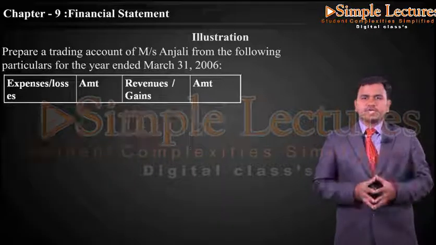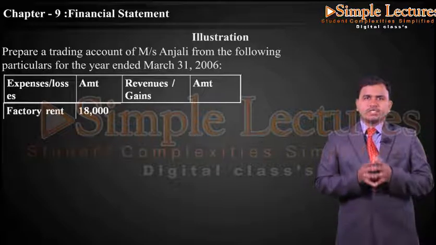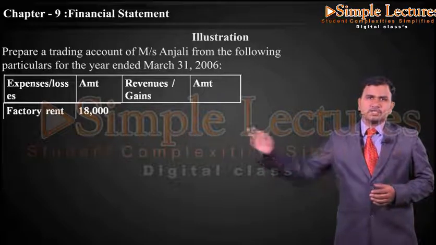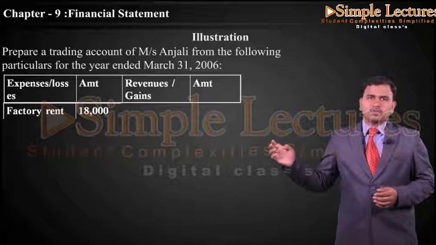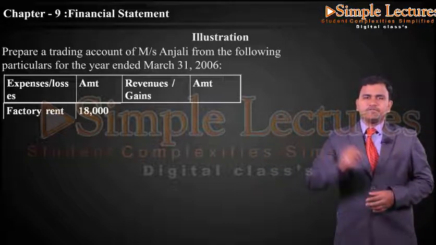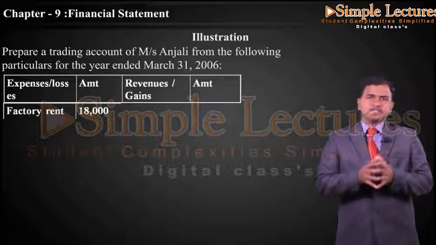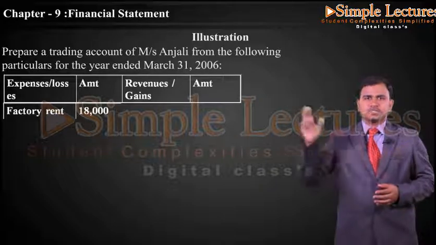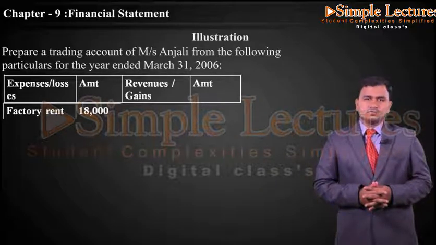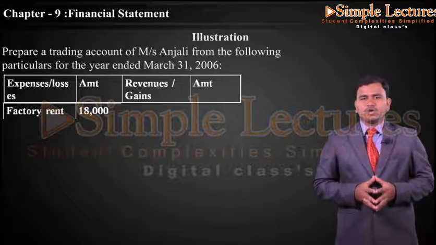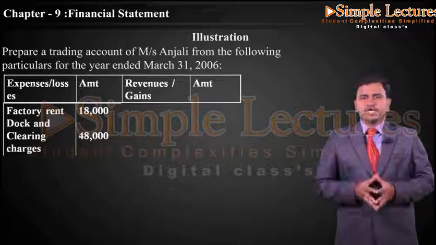Then we have factory rent, which is 18,000. Then again it will be considered in the debit side. Factory rent in the amount column 18,000. Then we have office rent. Again when coming to the office rent, it is an indirect expense, will be considered in the profit and loss account. Then we have dock and clearing charges 48,000.